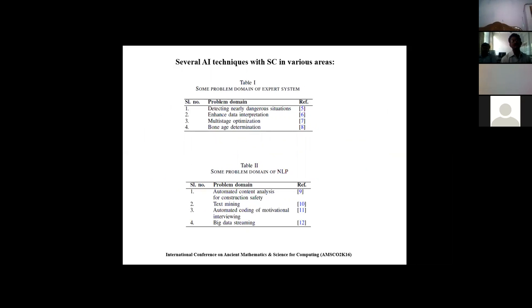Several AI techniques with SC in various areas. Some problem domains of expert systems: detecting nearly dangerous situations, enhanced data interpretation, multi-stage optimization, bond determination, are given in reference numbers 5, 6, 7, 8 respectively. Some problem domains of NLP: automated content analysis, text mining, automated coding of motivational interviewing, big data streaming, are given in reference numbers 9, 10, 11, 12.